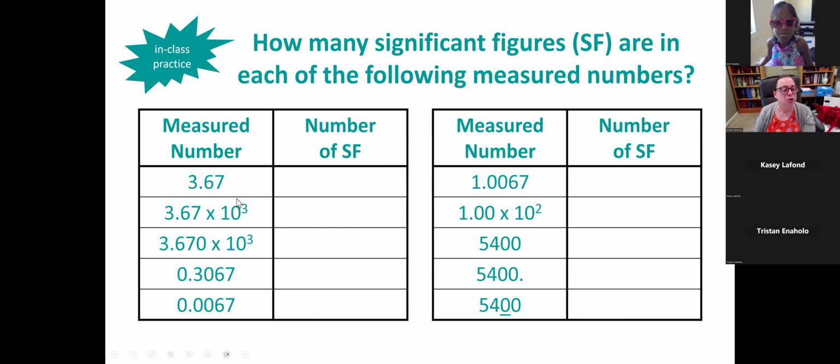All right. So let's start with 3.67. You can use our chat box again. How many significant figures are in 3.67? Right, good. That was not too bad. There's no zeros in it. Okay, how about the second one? 3.67 times 10 to the third.